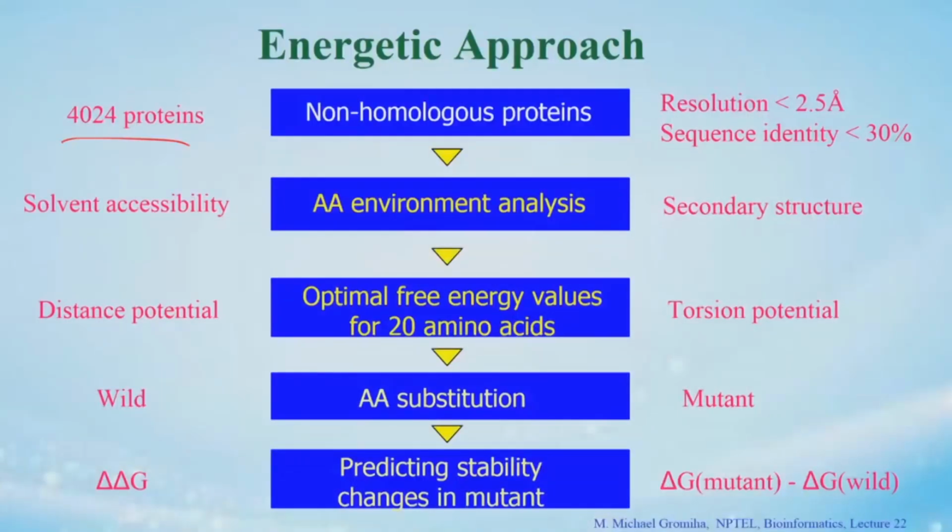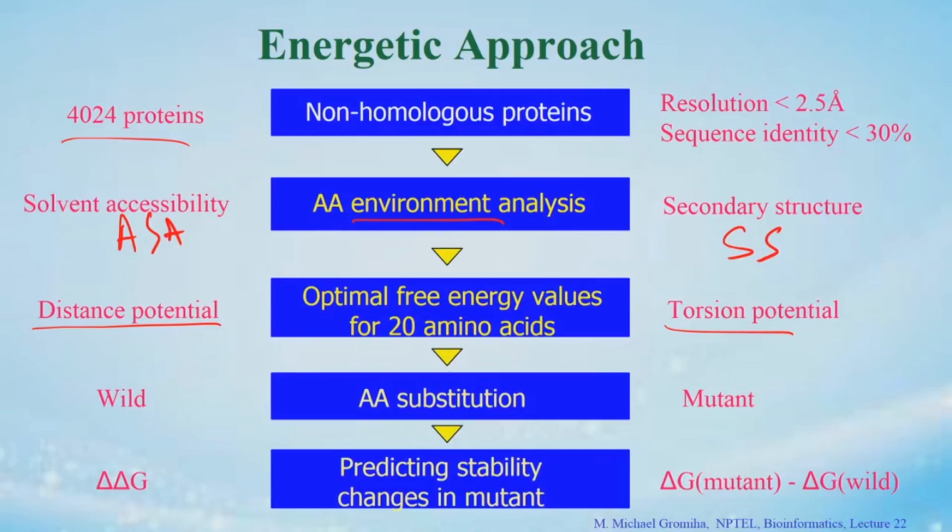Based on these aspects, first we collect a set of proteins, for example around 4000 proteins, with high resolution, maybe less than 2 or 2.5 angstrom, and low sequence identity. Then we classify the location of each residue into different groups based on ASA and the secondary structure. This will give you the environment. Then finally we need to derive the potentials, how far each residue in each secondary structure or depending on each accessibility is making contacts with the different residues. Likewise, you can derive the torsion potential, how far the conformation will change and how the conformation will affect the stability.